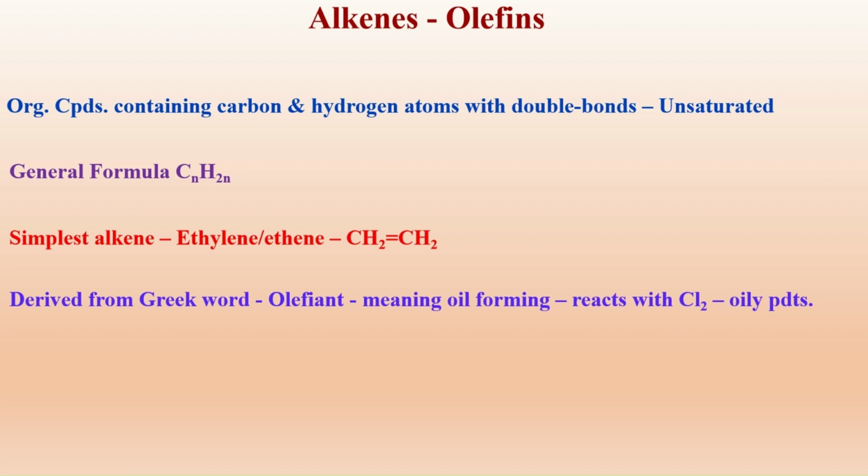The word alkene is derived from the Greek word olefiant, which means oil forming. This alkene reacts with chlorine, and the product which is formed is oily in nature. That's why they were named olefiant in Greek, and alkenes have been named after olefiant.